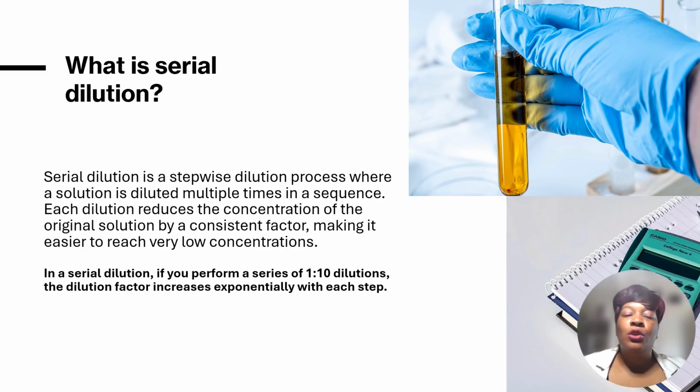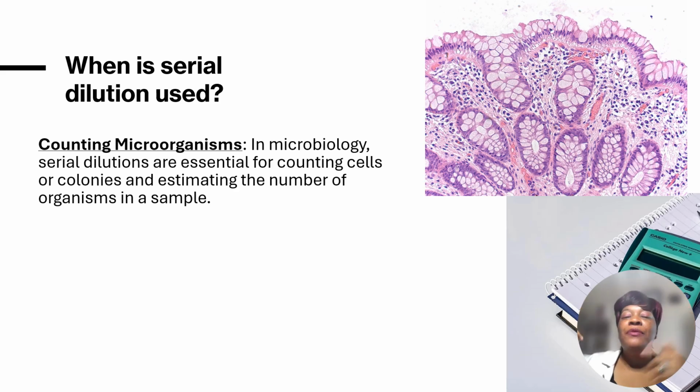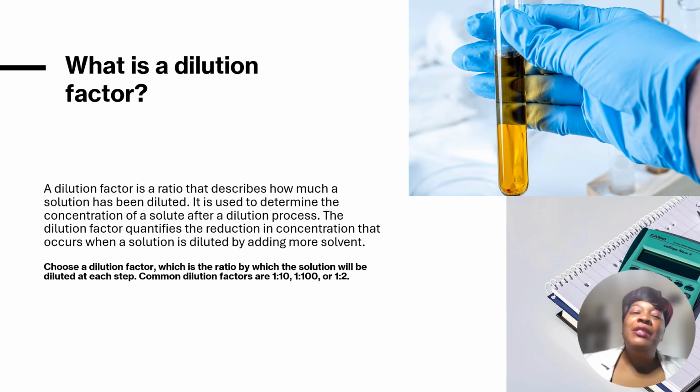In a serial dilution, if you perform a series of, let's say, 1 to 10 dilutions, the dilution factor increases exponentially with each step. An example of this is the little image that you see here. In microbiology, serial dilutions are essential for counting cells or colonies and estimating the number of organisms in a sample. Now, you heard me say dilution factor.